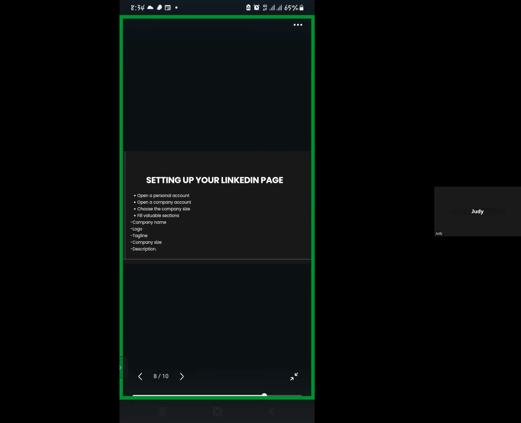But there is a business icon on LinkedIn where you see add company. On that, you add the company and then the number of people you have. It could be 1 to 10, 20 to 50, 50 to 100, just like that. For small businesses, it's usually 1 to 10 or 20 to 30, depending on the number of staff and workers, so you choose your company size. That's the company size I was talking about. Then a few valuable sections: your company name, your logo and tagline, your company size, and your description. Description is very, very important.